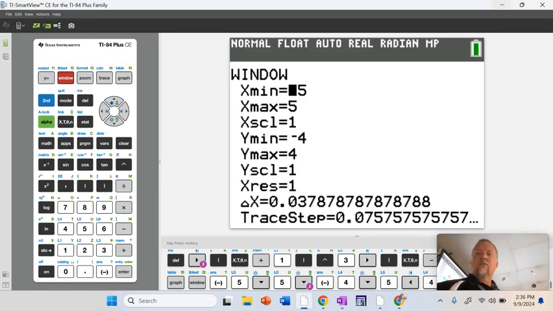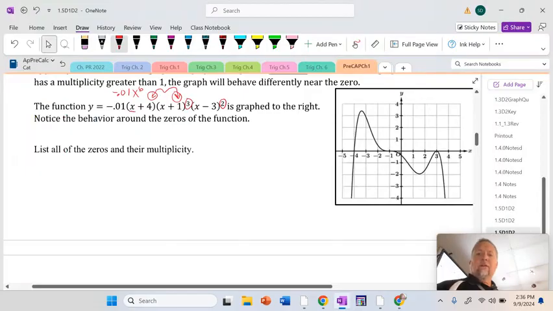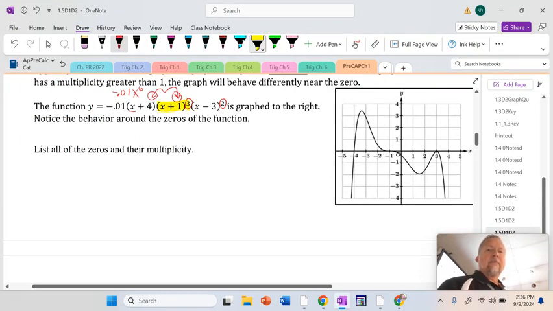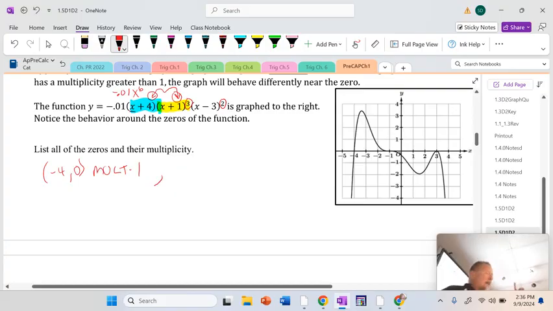Okay, so I just want to make sure we're there. Okay, it does go down. All right, so list the zeros and the multiplicities. I want you to notice this one right here. Okay, but let's take them in order. Let's take that x plus 4. That's -4, comma 0. Always got all these things in 7th hour. Multiplicity 1.